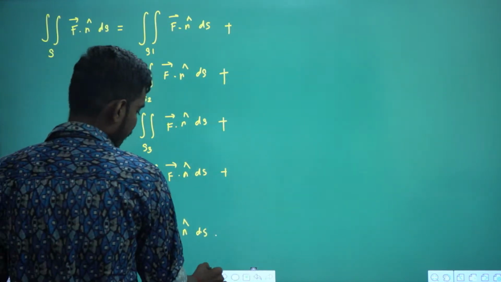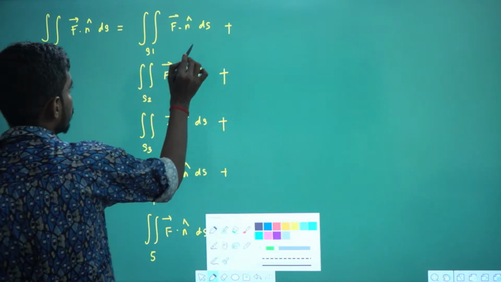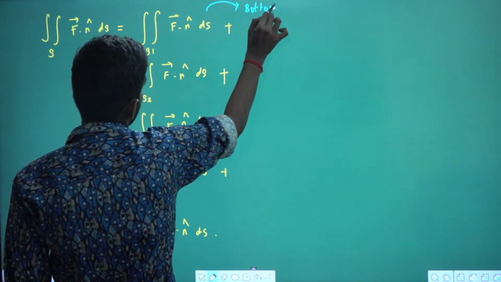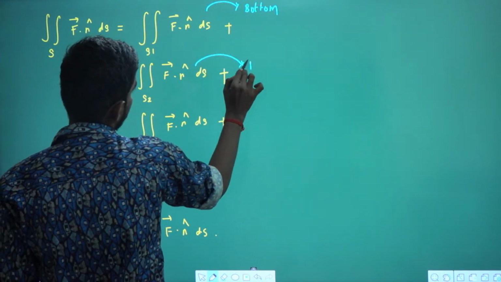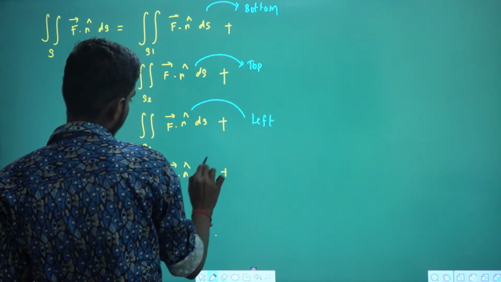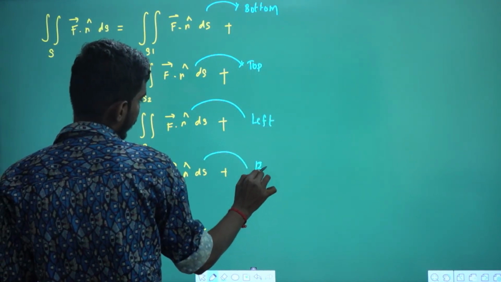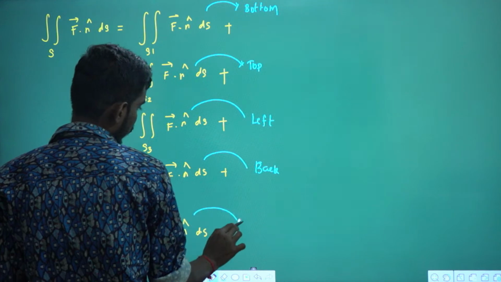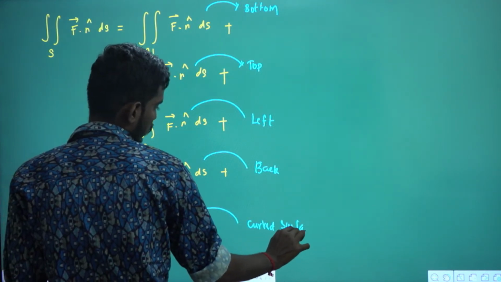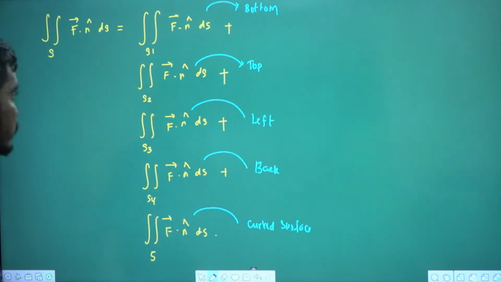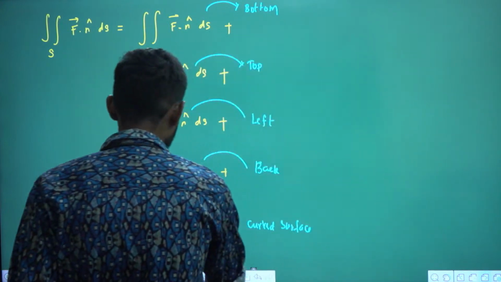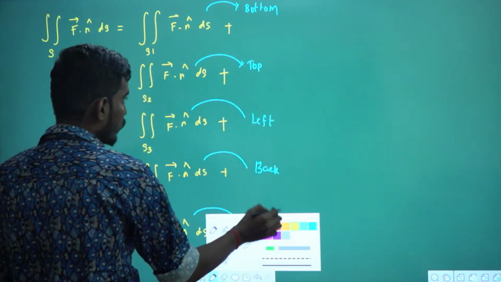right? Now what is your S1? S1 is your bottom, right? This is your bottom, and this is your top surface, and this is your left surface, and this is your right back surface, and this is your curved surface, right? This is your curved surface. Now you can see, first we will try to find n cap for all of these.